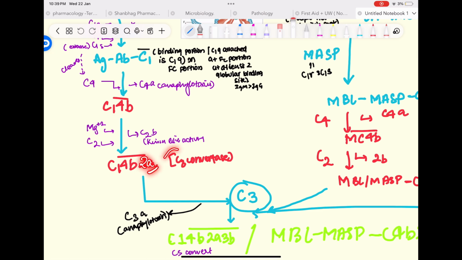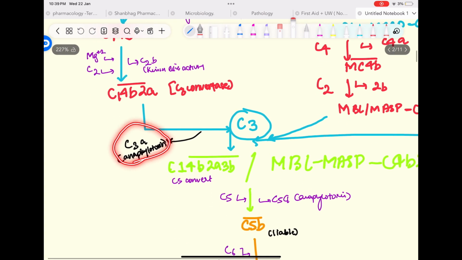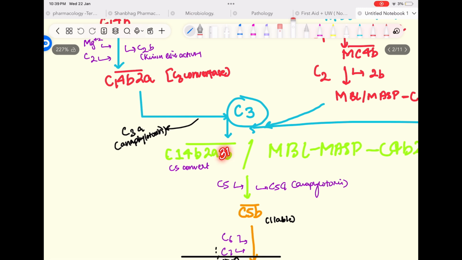Now, this is called the C3 convertase because now this will cleave or break C3 into C3a and C3b. C3a is an anaphylatoxin, which we'll again see in the membrane attack complex part, but C3b will now be attached to the already activated cascade of the proteins. What does this do? This will now activate C5 complement protein.